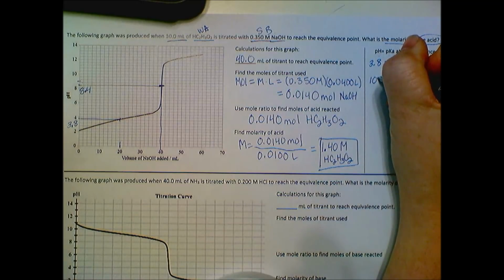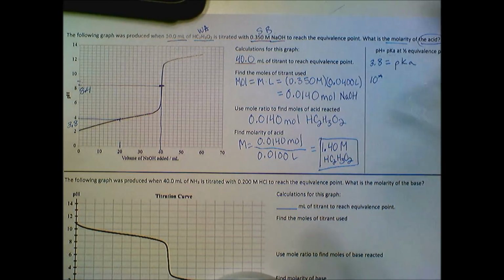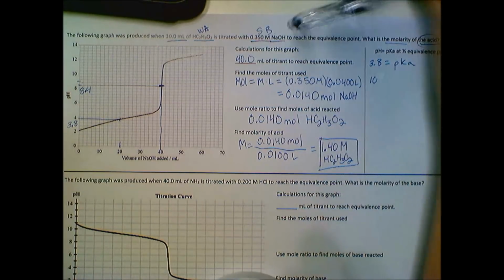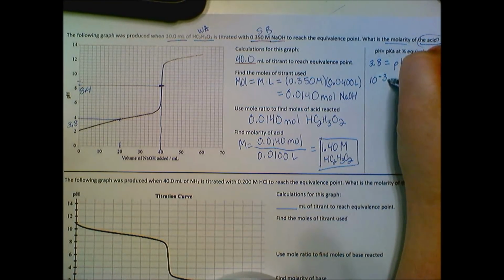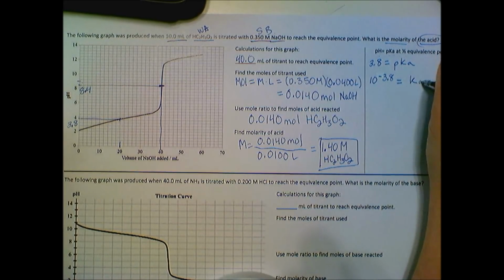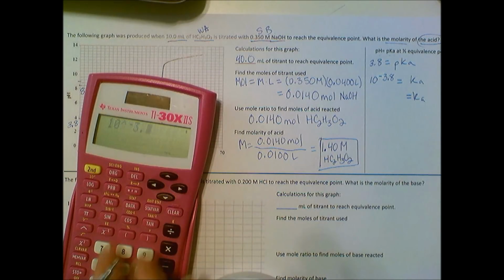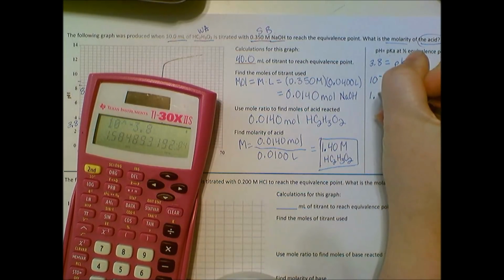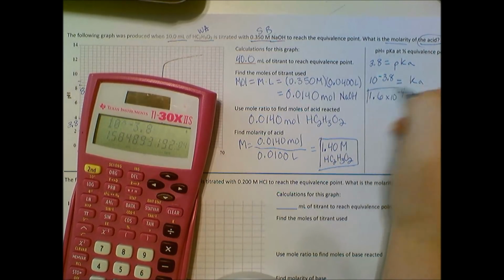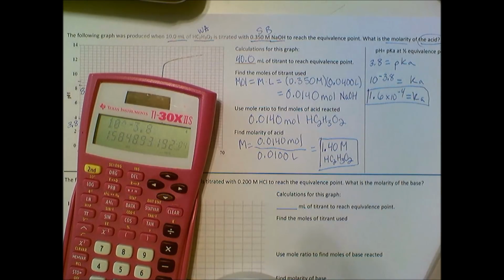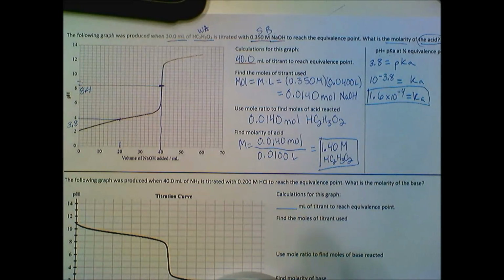So to undo that, it's 10 to the negative, goodness, let me fix that. 10 to the negative 3.8 equals our Ka. So our Ka would be 10 to the negative 3.8. And I'm going to put it in scientific notation since we're used to seeing that for Ka values. And we only get 2 sig figs, so 1.6 times 10 to the negative 4 is our Ka. All right, so that's not too bad. Another type of analysis on a titration curve, this one with a weak acid, strong base.